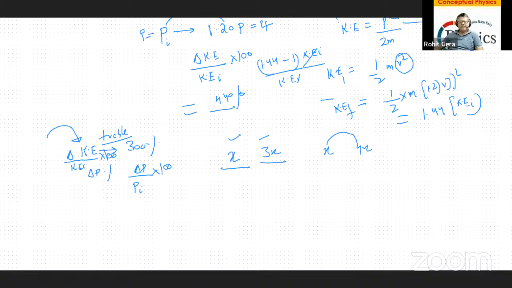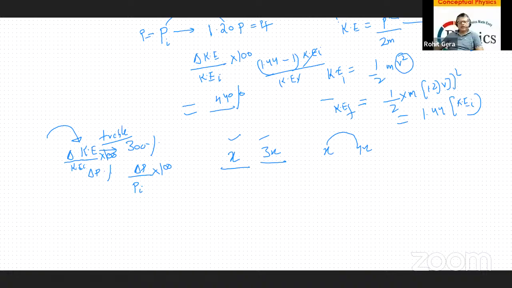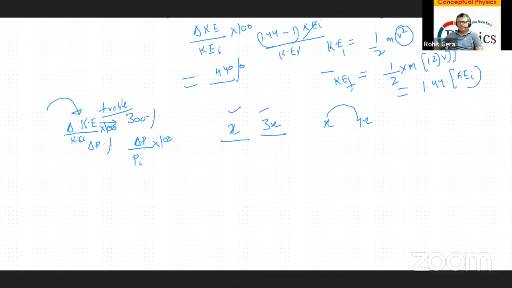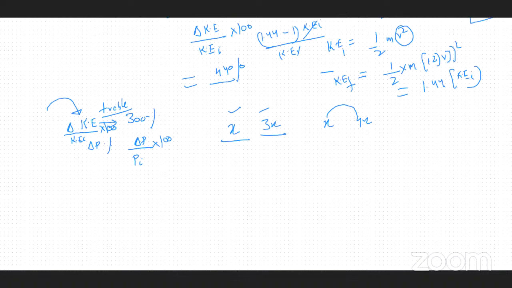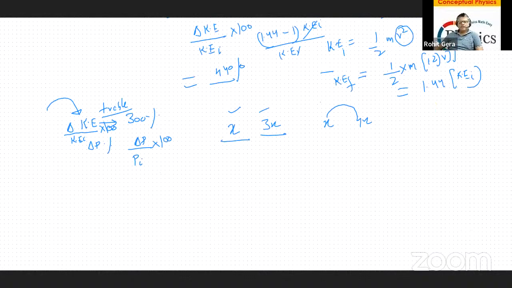Now calculate delta P by Pi. Delta P is... Use that formula, what do you call it. K is equal to P square by 2m. K equals P square by 2m. Right, you know that. What is kinetic energy? Kinetic energy is equal to P square by 2m.